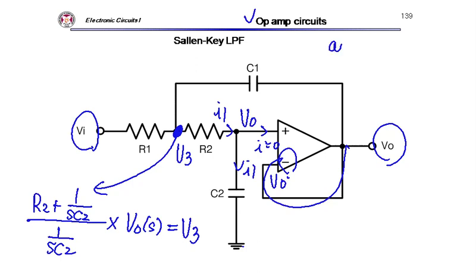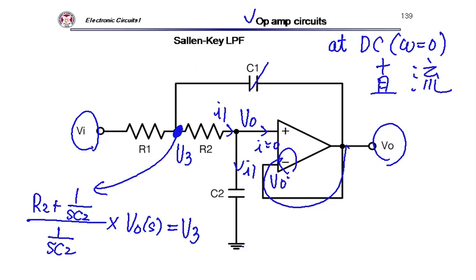At DC, omega equals 0. The capacitors are open circuit, so the current is 0 everywhere. Oh, this is VI, right? So at DC, my VO is equal to VI.